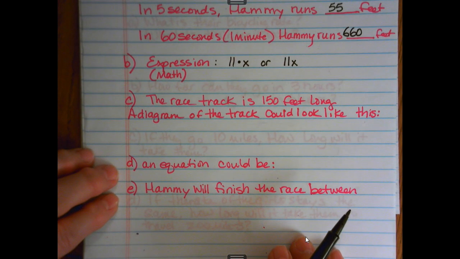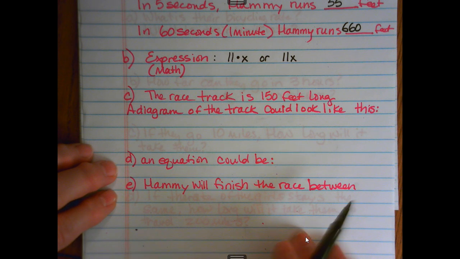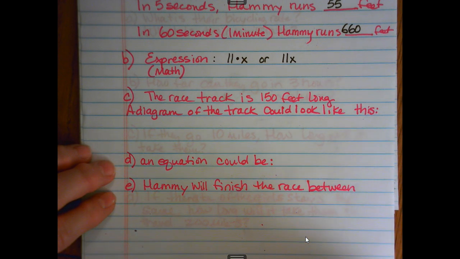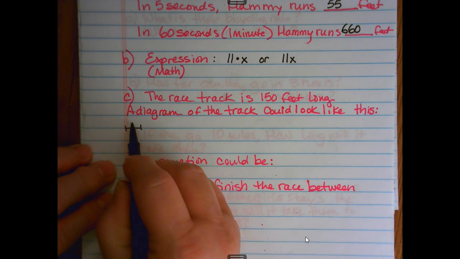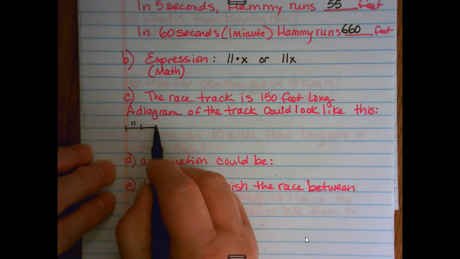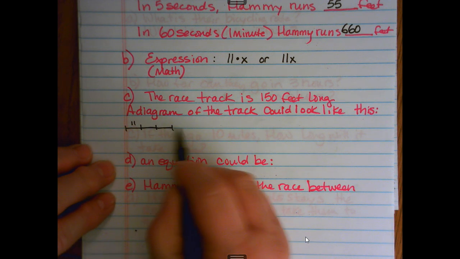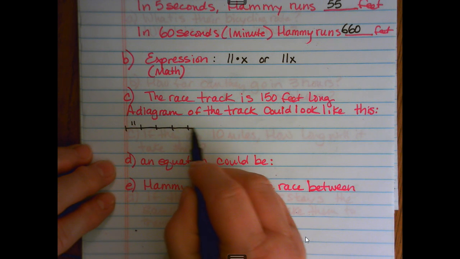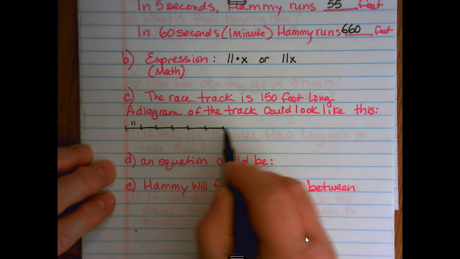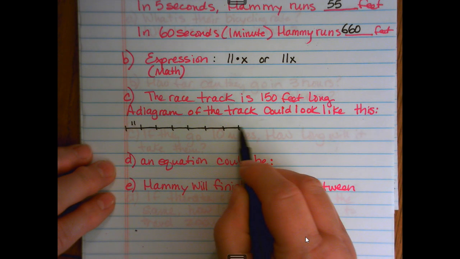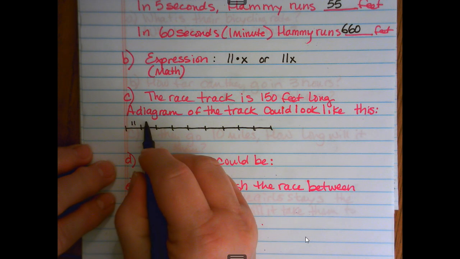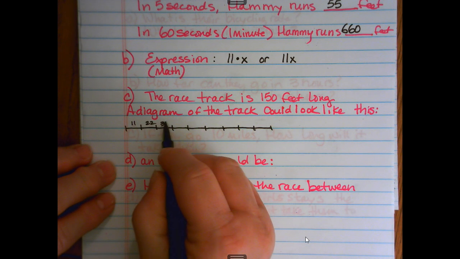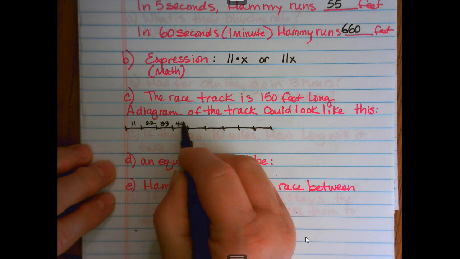Moving on with our problem, the racetrack is 150 feet long. A diagram of that straight racetrack could look like this. There's 11. And I'm trying to get these as accurate and close to the same length as possible. Let's see what we have so far. 22, 33, skip counting by my 11s.